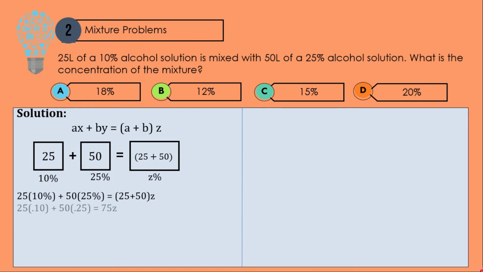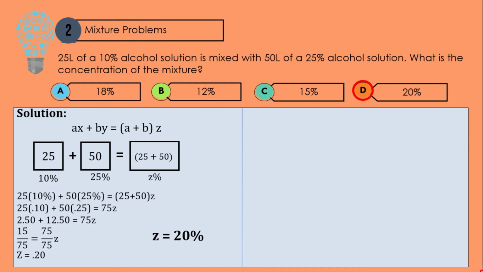We'll have 75Z. And then we change percent into decimal. Then multiply. We'll have 2.50 plus 12.50 is equivalent to 75Z. Add 2.50 and 12.50. We'll have 15 is equal to 75Z. And then divide both sides by 75 so that we'll find the value of Z. We'll have Z is equal to 0.20. This is in decimal form, so we'll have to change it into percent form. So Z is equivalent to 20%. Our answer in this problem is letter D.